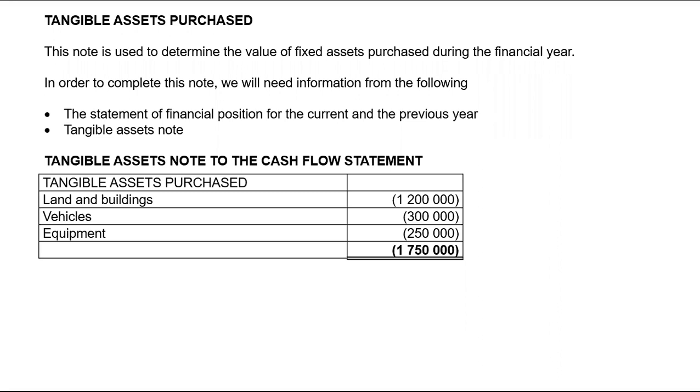Now, we purchased the land and building worth 1.2 million. We purchased vehicles worth 300,000. We purchased equipment worth 250,000. So our total tangible assets purchased will be 1,750,000. All of these result in a cash outflow. Obviously, when you add them up, they will give you that 1,750,000, and that's what you will put under tangible assets purchased, which will be under investing activities in your statement of cash flow. The purchase of each of these assets will result in an outflow of cash, hence all amounts are shown in brackets.